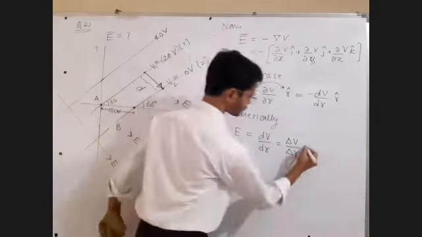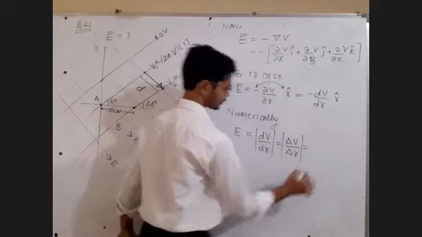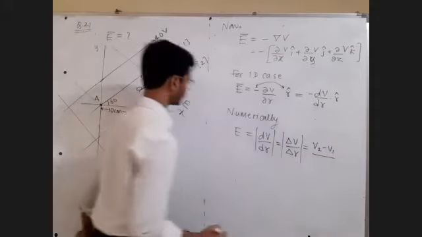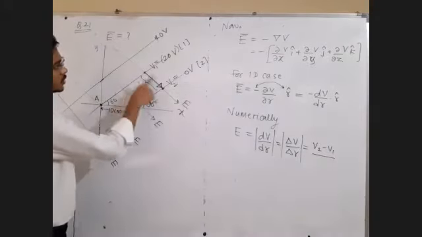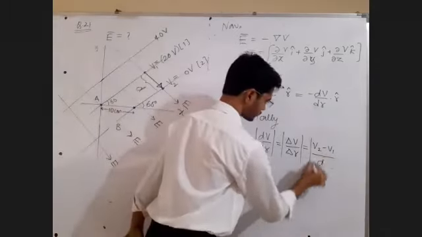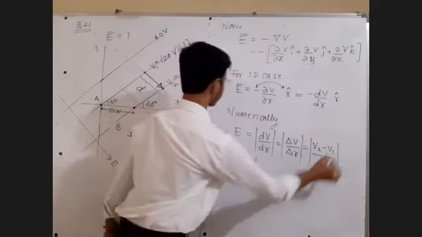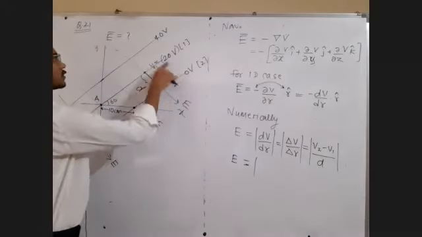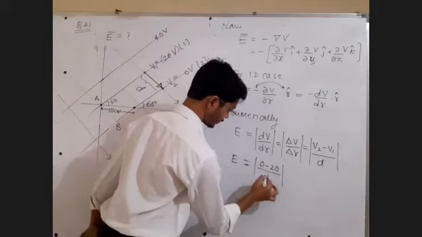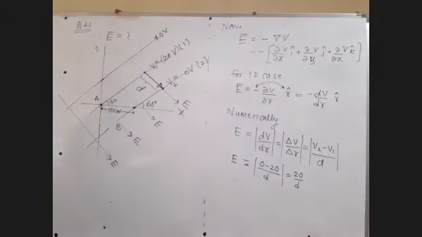Yes sir. Mod of final potential minus initial potential divided by perpendicular distance between these two surfaces. The perpendicular distance between these two surfaces is d. Final minus initial, 0 minus 20. First get the number only, divided by d, that will be equal to 20 upon d. Try to find out the value of d.